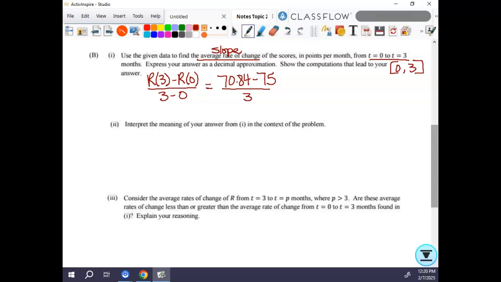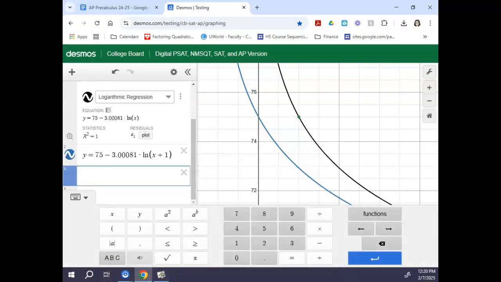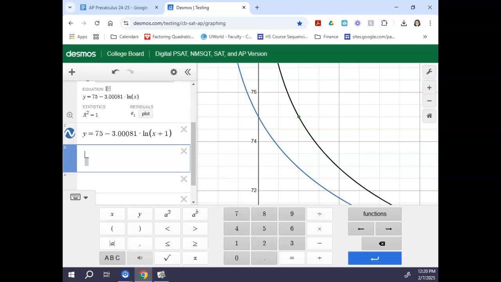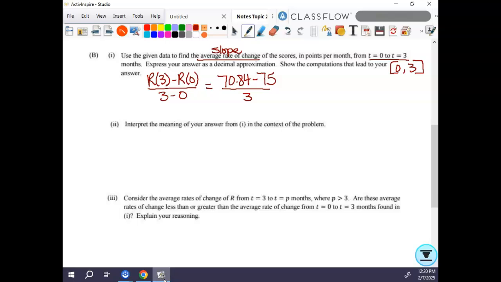Then I can go back to the calculator so I can do some calculations. I don't need my graph or anything. So right here, I'm just going to do 70.84 minus 75 over 3. Okay. So I have negative 1.38666. So negative 1.38666. Any questions at this point?